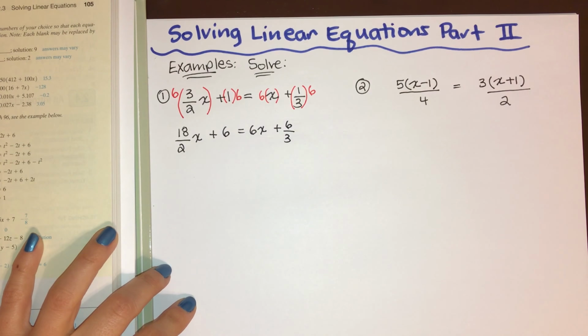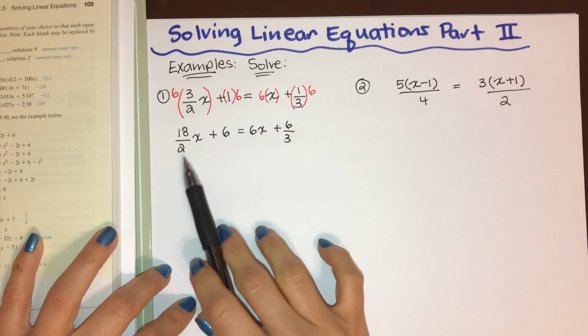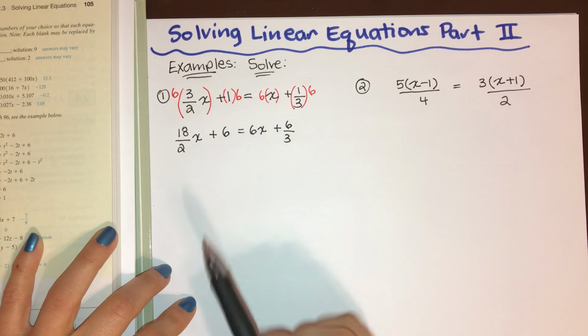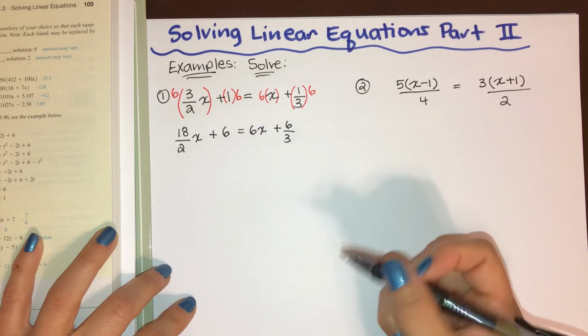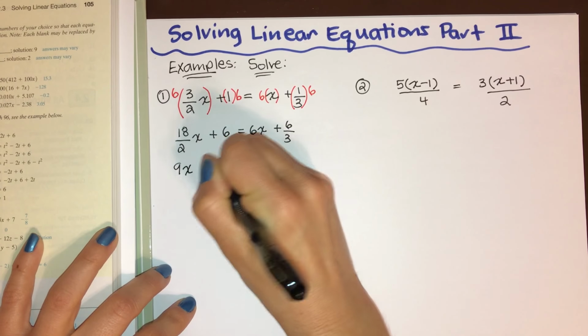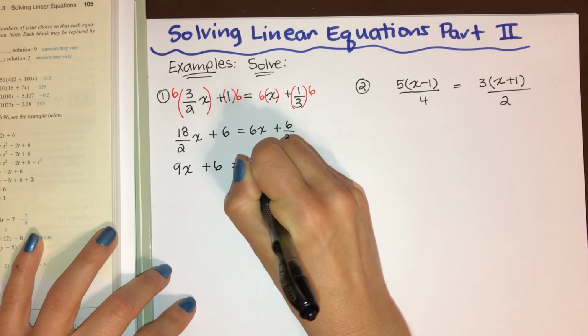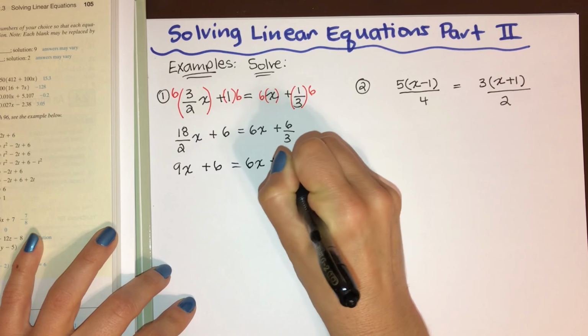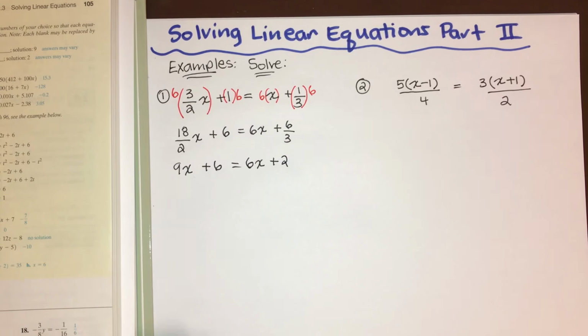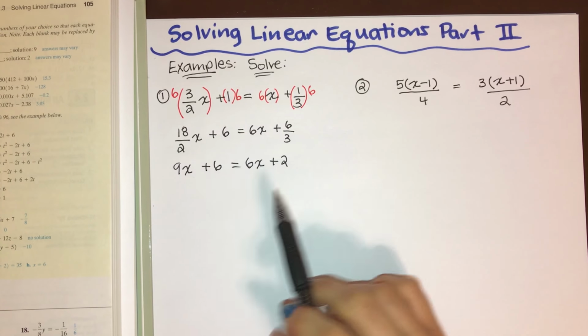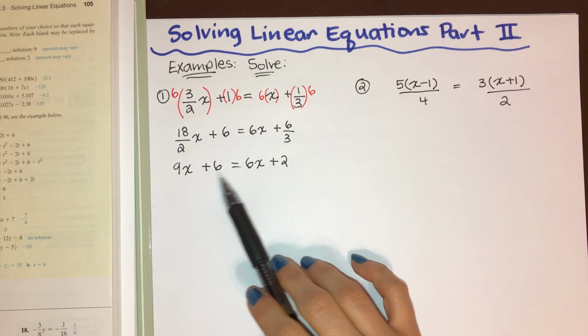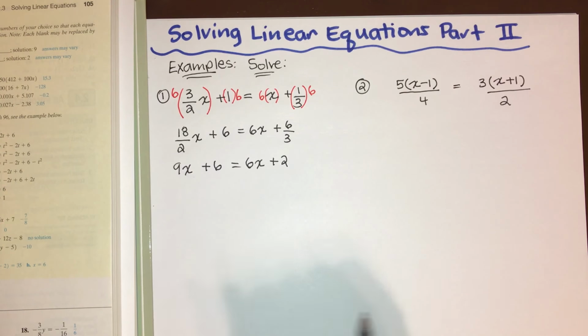At this point, second step, I can just simplify these fractions. Remember, the fractions need to go away, which they do. We get 9x plus 6 is equal to 6x plus 2. So from here, this looks exactly like one of the equations we were solving in the previous video. We have to make sure we put our like terms on one side. And so I'm going to have my x's on the left, and then the numbers will be on the right.